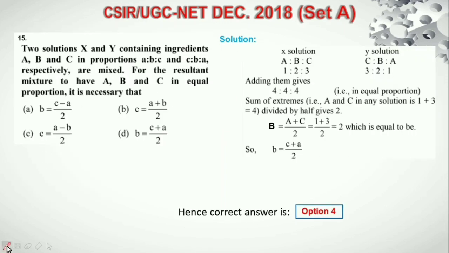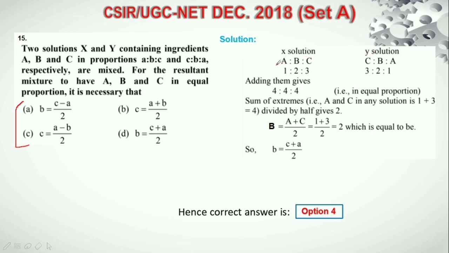So question number 15. Two solutions x and y containing ingredients A, B and C in proportions A is to B is to C and C is to B is to A respectively are mixed. For the resultant mixture to have A, B and C in equal proportion, which out of these four conditions must be satisfied? So let us consider X solution and Y solution.